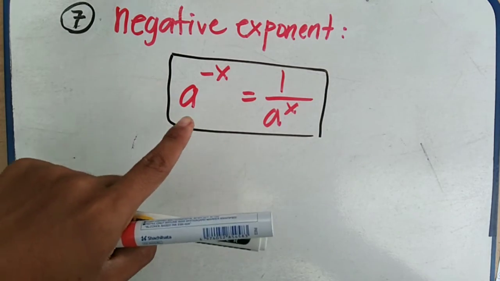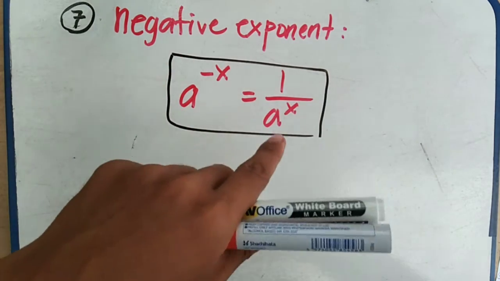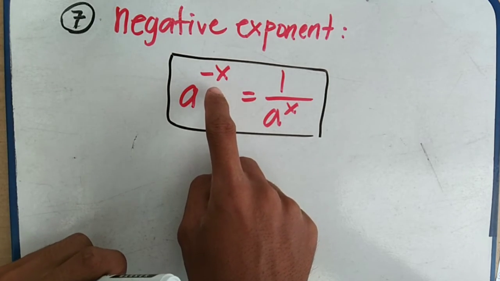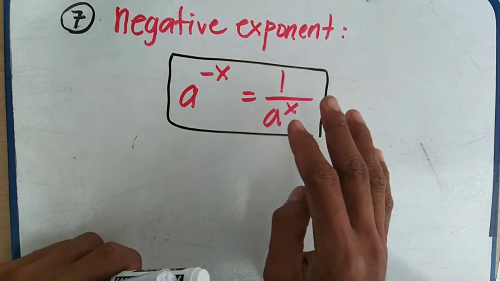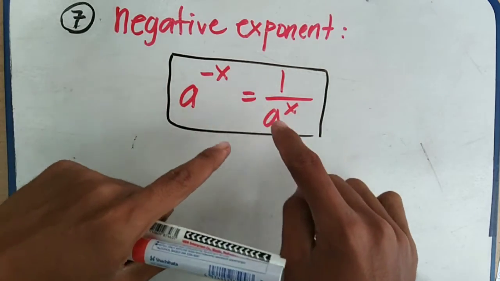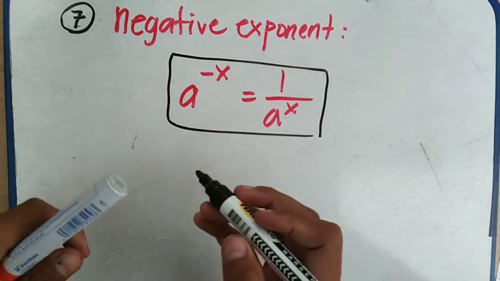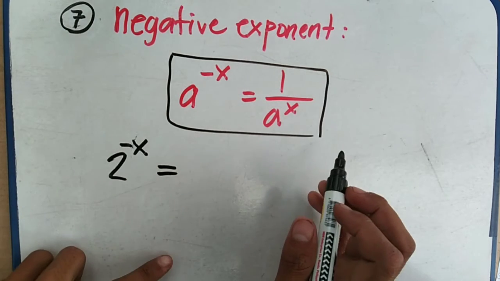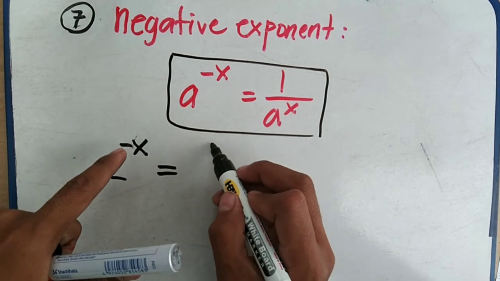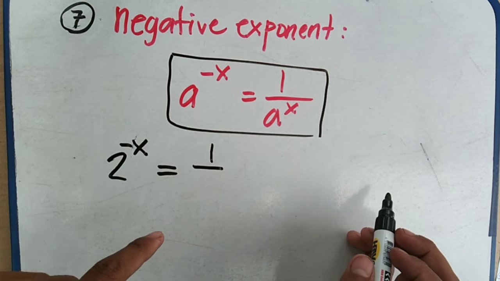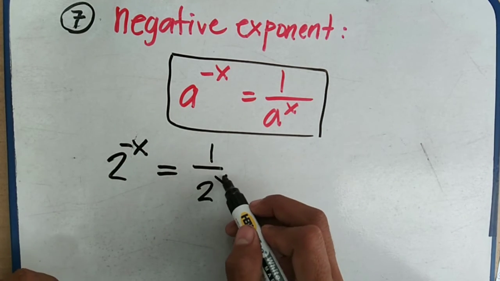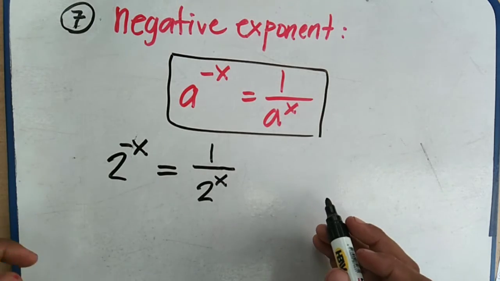Seventh rule is negative exponent. In the form a raised to negative x is equal to 1 over a to the x. This negative corresponds to 1 over. Walang nangyari, kinopya ko lang sa baba. Example, 2 to the negative x is equal to, yes, negative is just ito. And kokopyahin natin yung base, ayan, nawala lang yung negative.